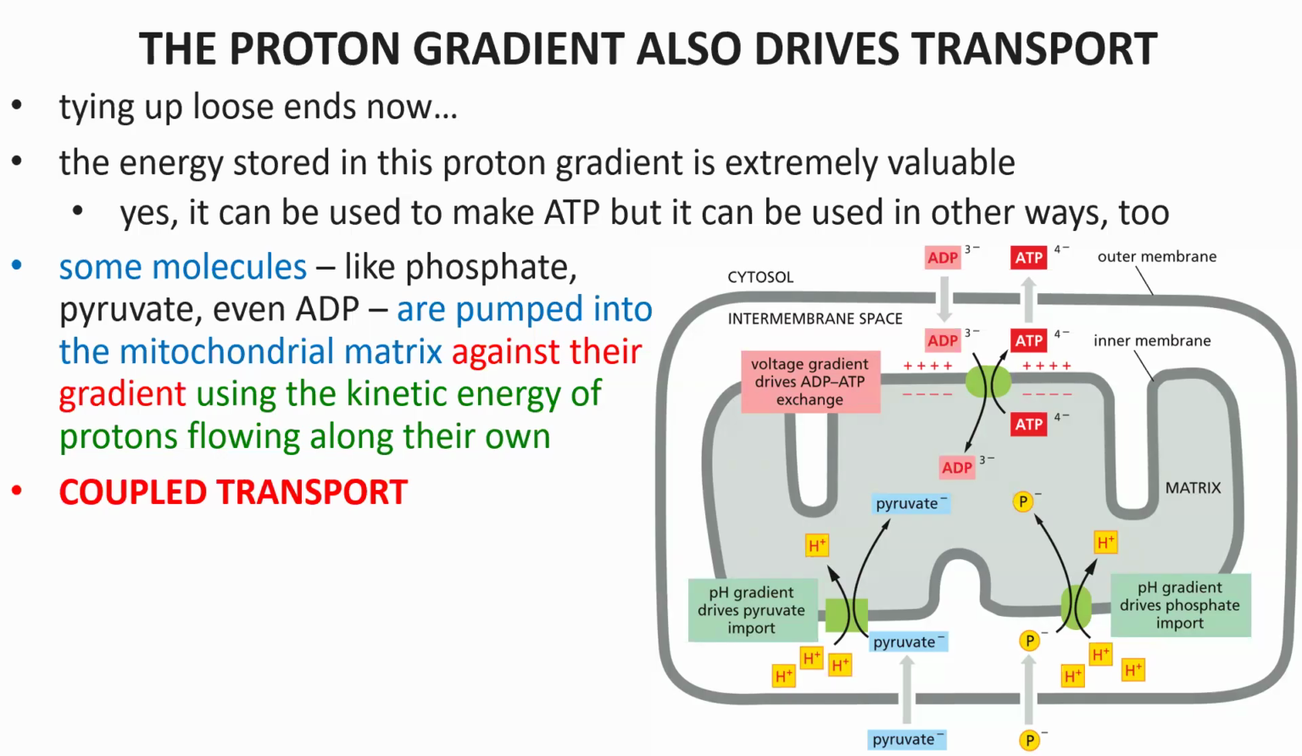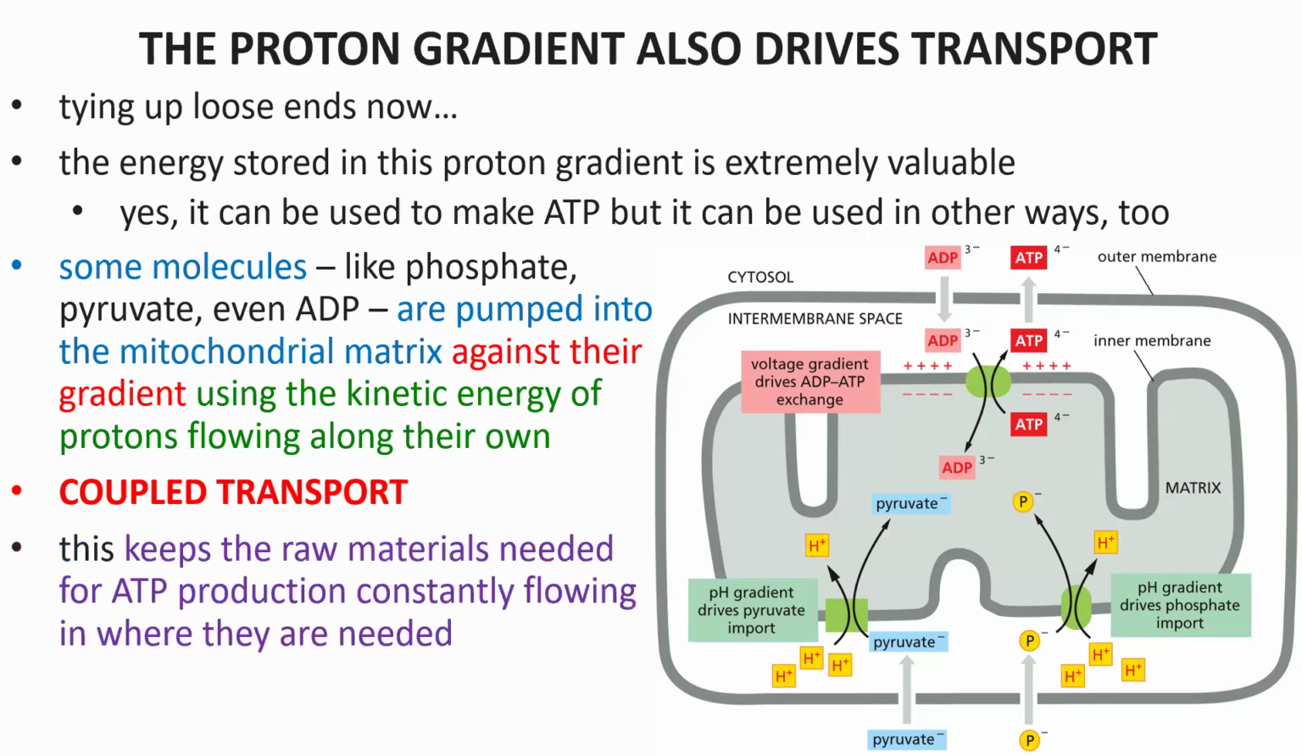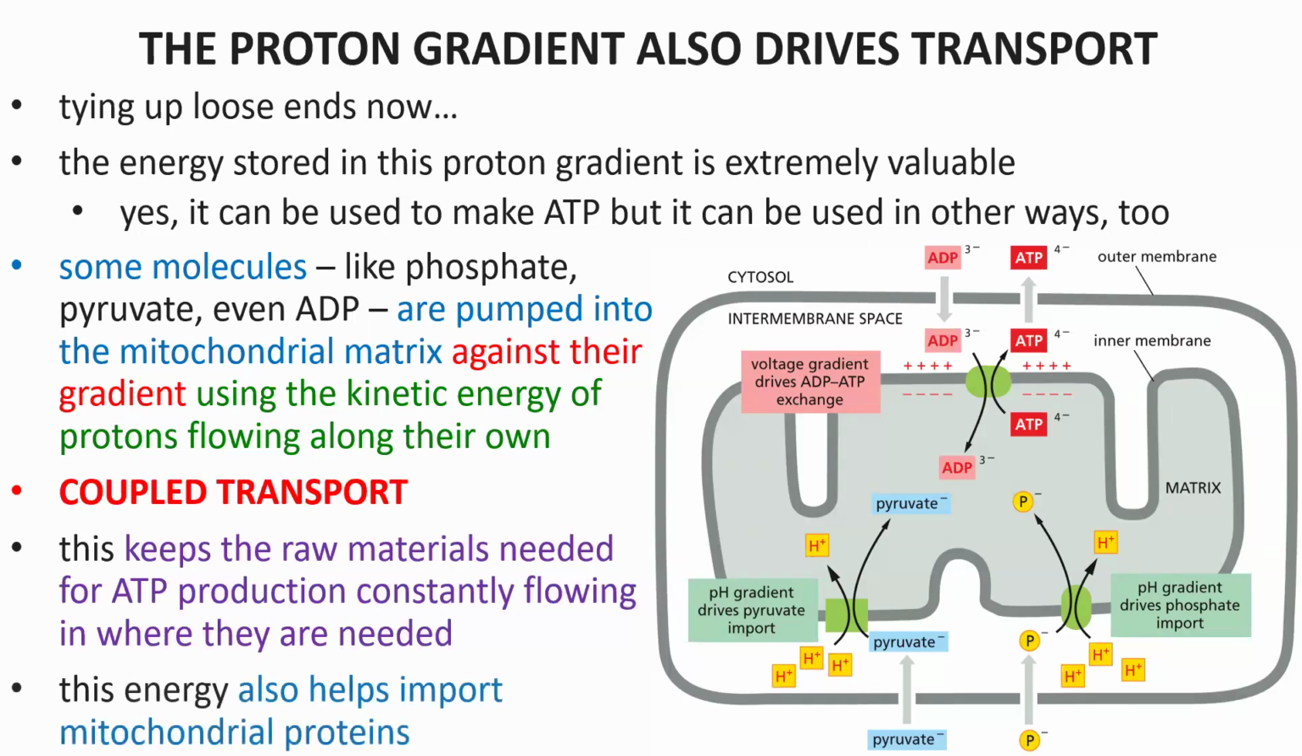Phosphates and ADP and pyruvate get carried into the mitochondrial matrix by riding the wave of protons flowing into that matrix themselves. This keeps a constant supply of the raw materials needed for ATP production flowing to where they're needed. This energy is also used to import mitochondrial proteins that are made in the cytoplasm and need to find their own way into the mitochondrial matrix. They also hitch a ride on this proton wave.